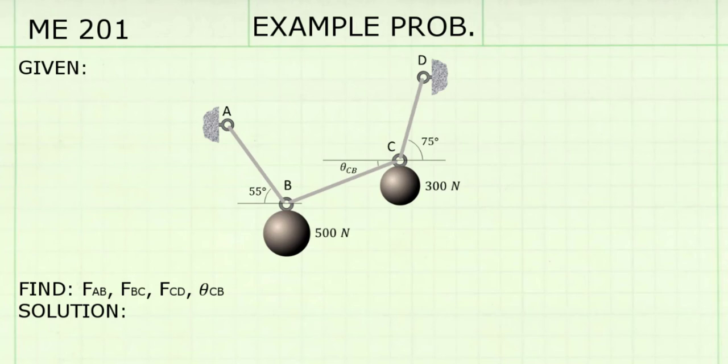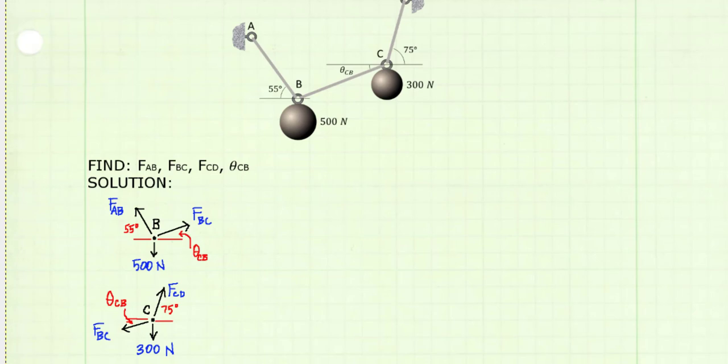The next thing I'm going to do is draw free body diagrams. I'm going to draw two of them, one for a particle at point B and one for a particle at point C. I've drawn my two free body diagrams.